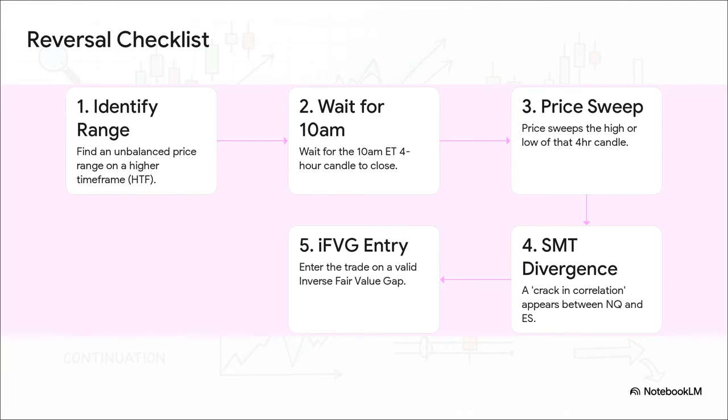Think of this as a very specific recipe. The order of operations is absolutely critical. First, you identify your target, that unbalanced range on a higher time frame. Then, you wait for that 10 a.m. candle to close. Next, you need a false move, a sweep of the high or low. That's trigger number 1. Trigger number 2 is our SMT divergence. And only when you have all of that do you start looking for that iFVG to get in. Every single piece has to be there, no exceptions.